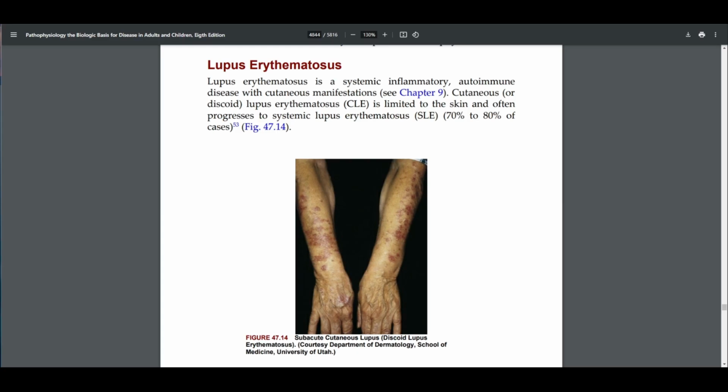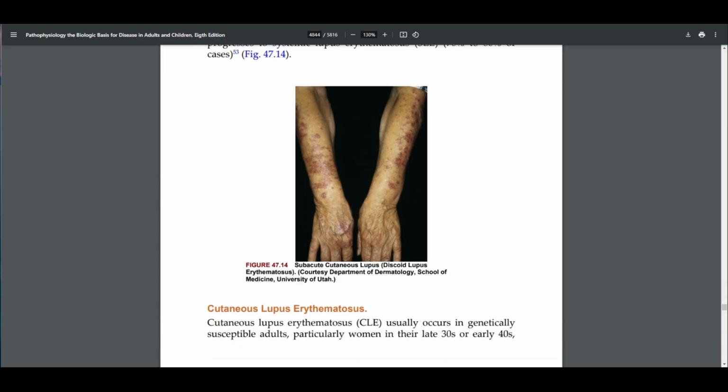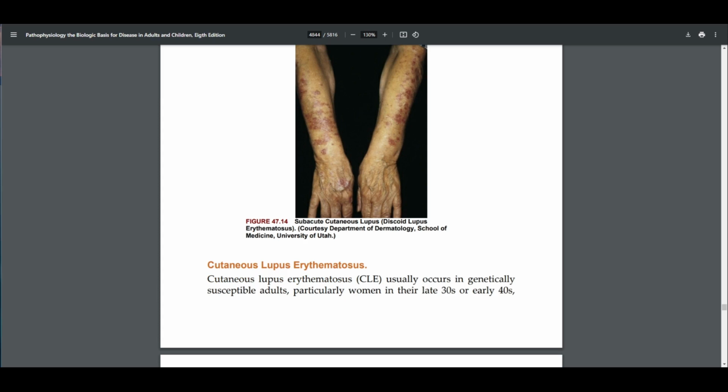Lupus erythematosus is a systemic inflammatory autoimmune disease with cutaneous manifestations. Again, look at Chapter 9. Cutaneous lupus erythematosus is limited to the skin and often progresses to systemic lupus erythematosus. So here we're taking a look at lupus.